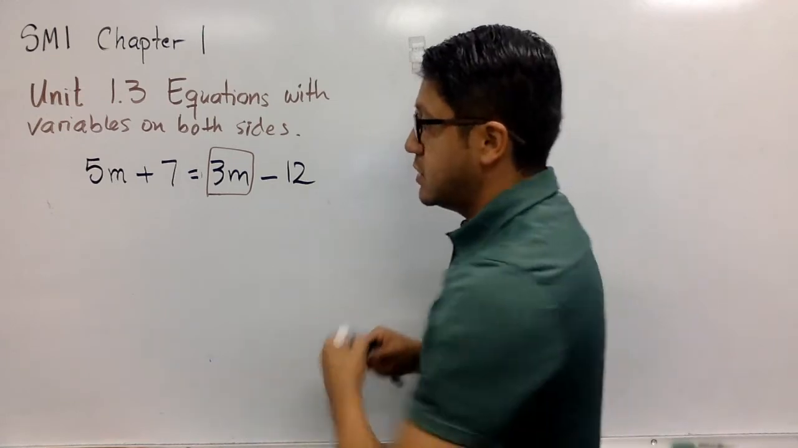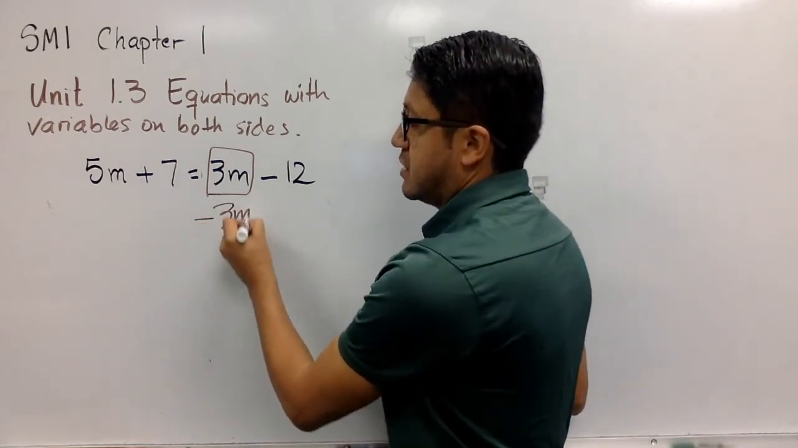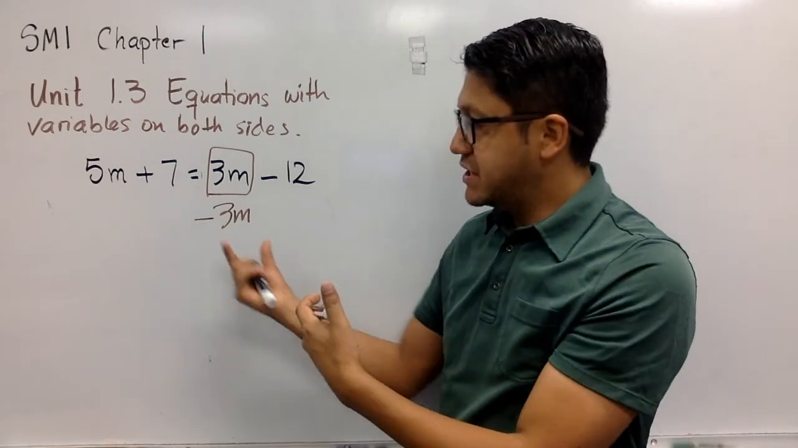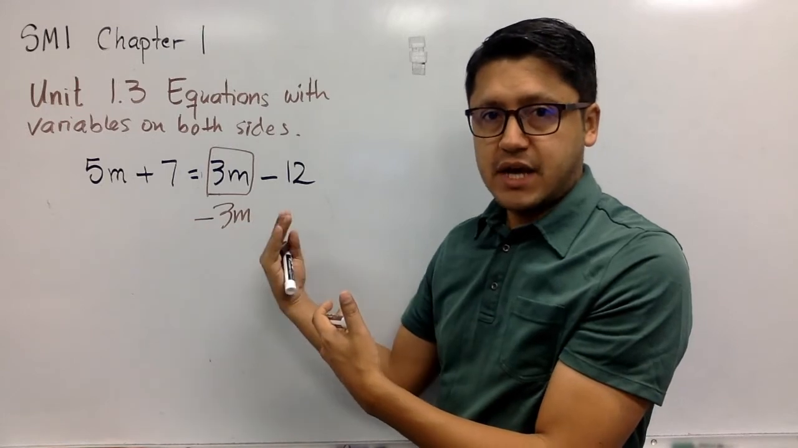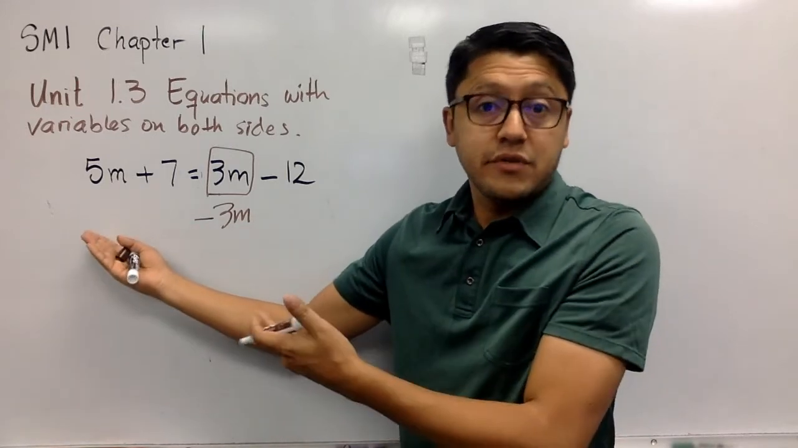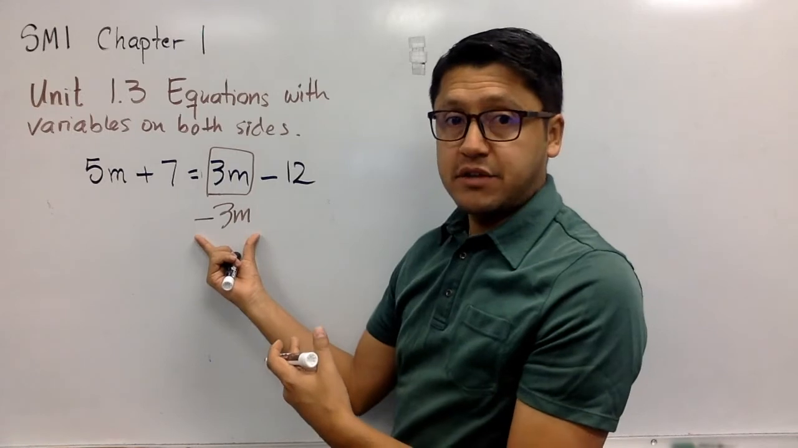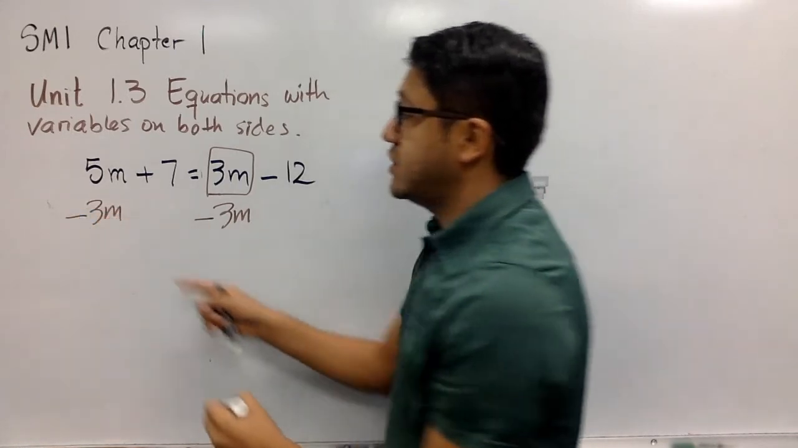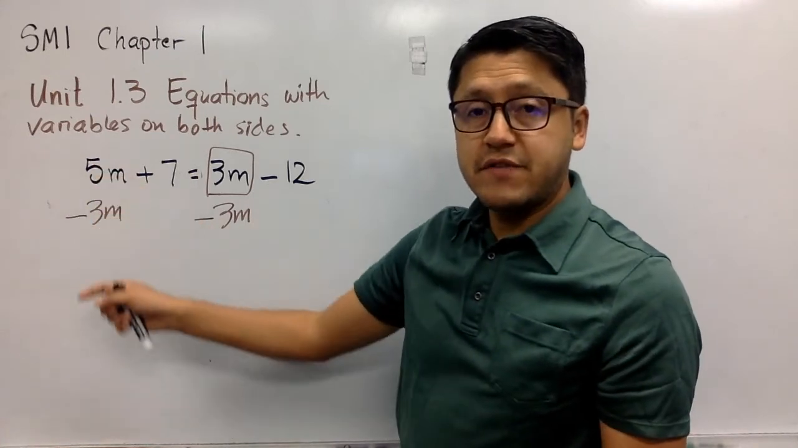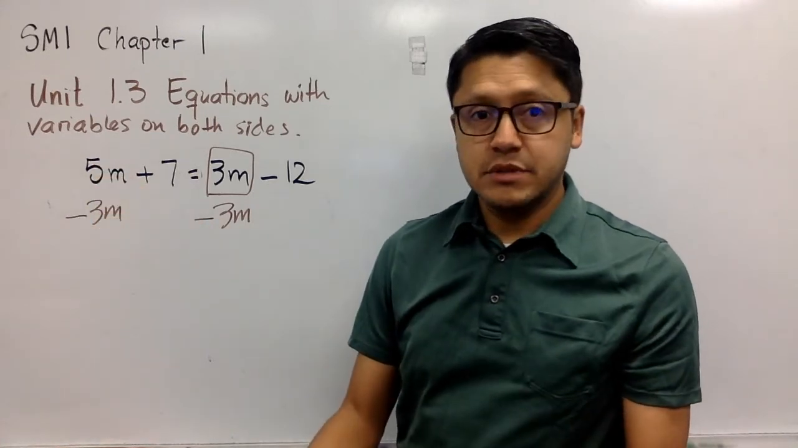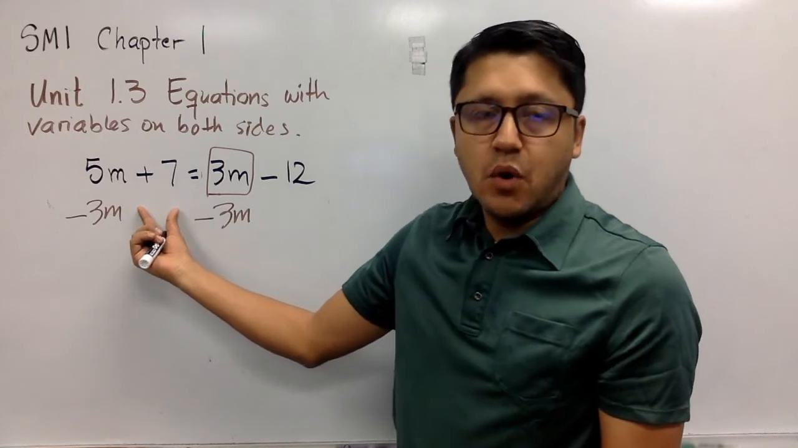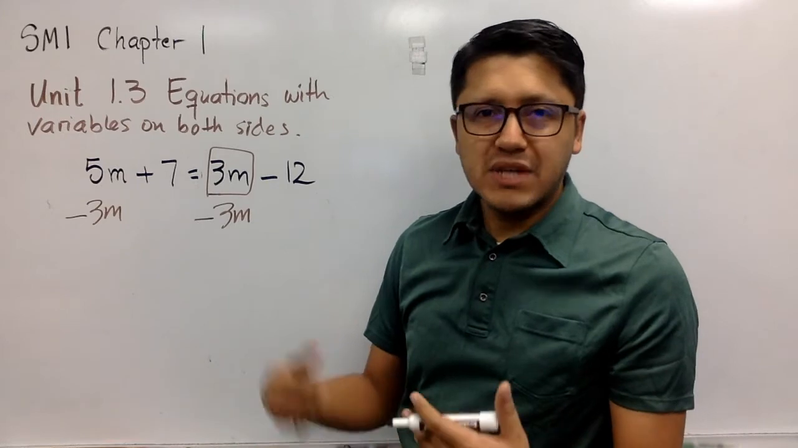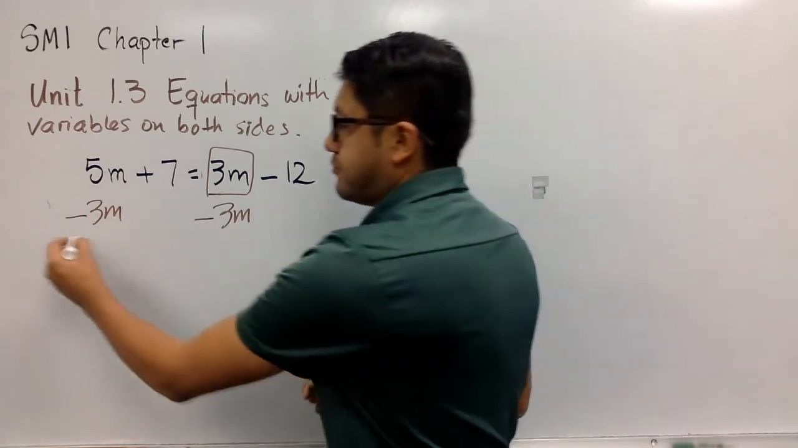I'm going to subtract 3m right here. But remember, every time you do something on one side, you have to do it on the other side. So if I subtracted 3m here, I will have to subtract it here as well. Now, why do I put it right under 5m? It's because they are like terms. I could have put it over here, but they are not like terms, so I have no way to combine them. So that is why I put them under this term.